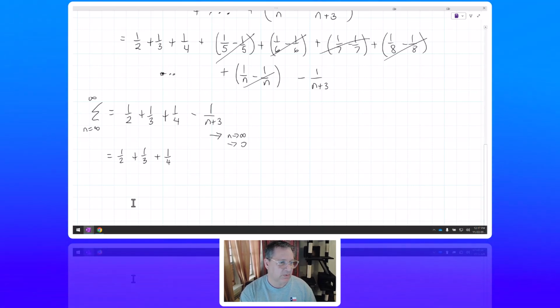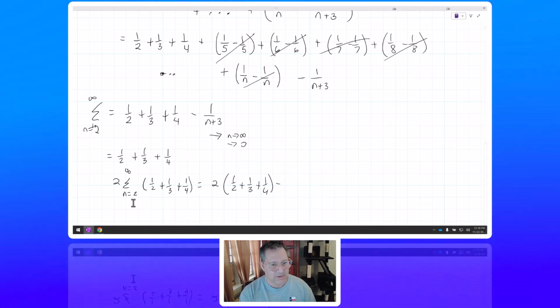So it's just going to be 1/2, 1/3, 1/4, and so the original sum, n equals 2 to infinity, will be just these 3 constants. So it'll simply be 2 times 1/2 plus 1/3 plus 1/4, which will be 13 over 6. We're done.